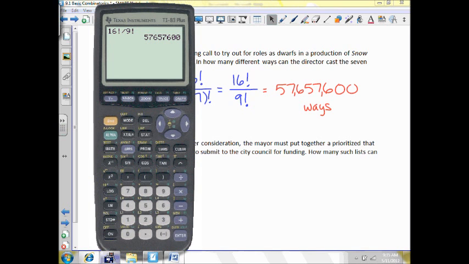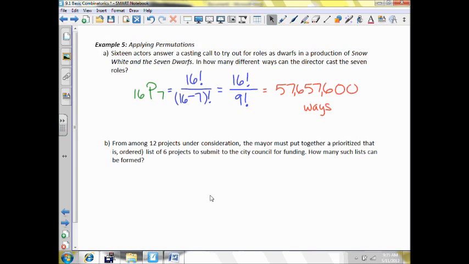Now, there is another way you can use your calculator here. As you're looking through the math menu, if you go 16, you can see number 2 is nPr, which is what we're dealing with, and that's 7. That will also give us the same number, 57,657,600 different ways. Another way to use your calculator in this case.